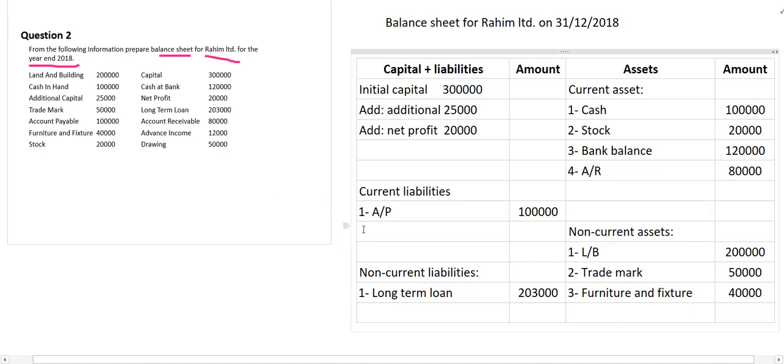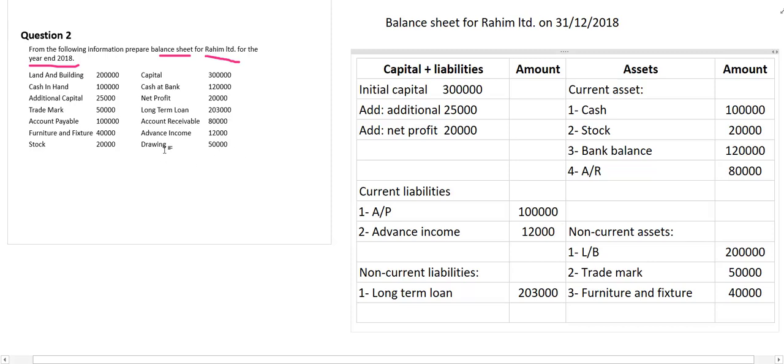Advance income. Advance income is a type of current liability. So advance income is equal to how much? Advance income is equal to 12,000, right?